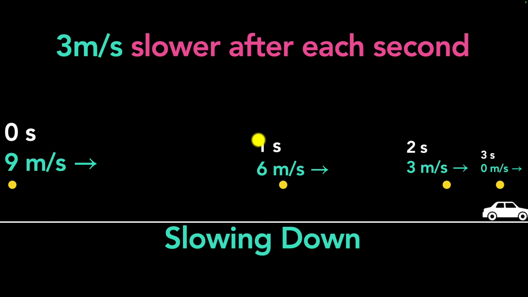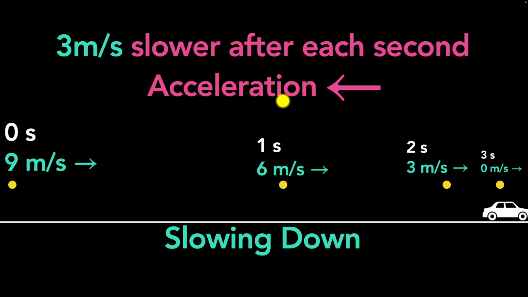And what about its direction now? Well, whenever an object is slowing down, its acceleration is in the opposite direction of the velocity. So here the velocity is to the right and this object is slowing down. So the acceleration must be in the opposite direction. So the acceleration is to the left.